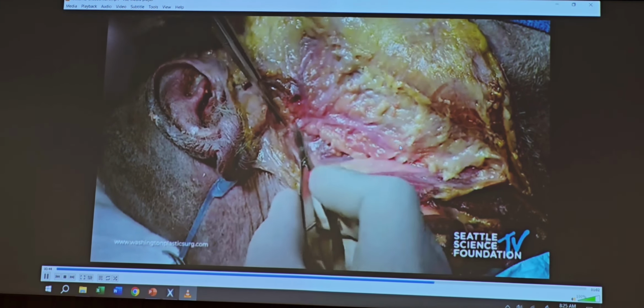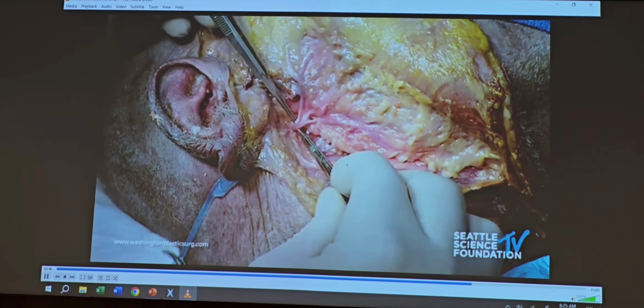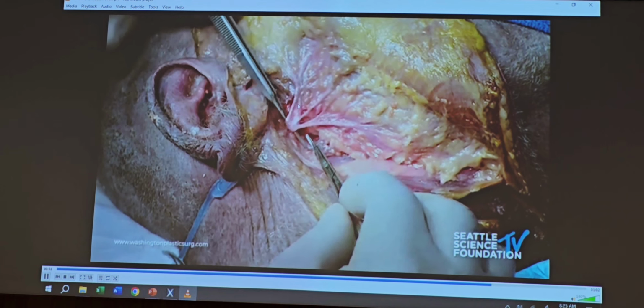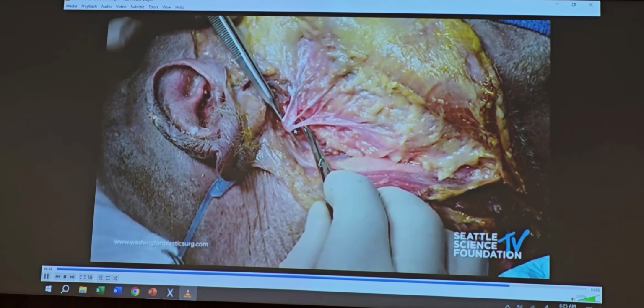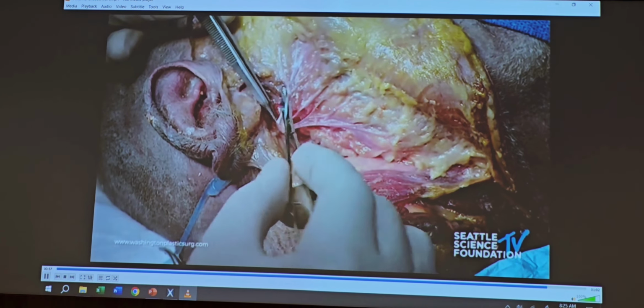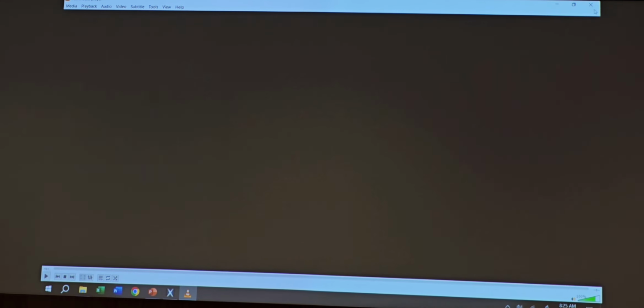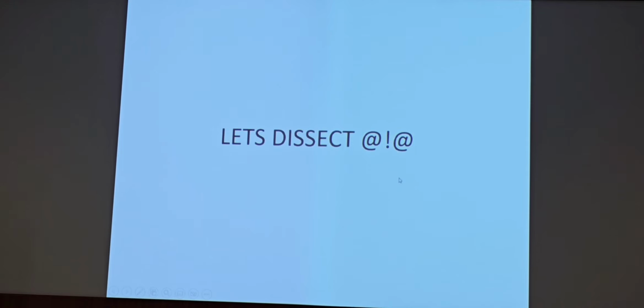That is the cervical branch, and here you can see the final picture. So this is the temporofacial branch and the cervicofacial branch, and you can see all the terminal branches of the facial nerve. That's it. Thank you very much.